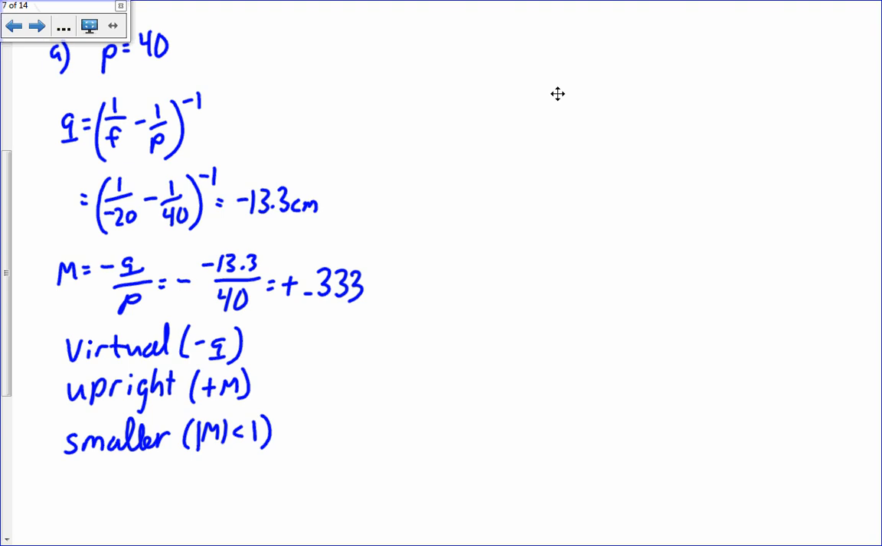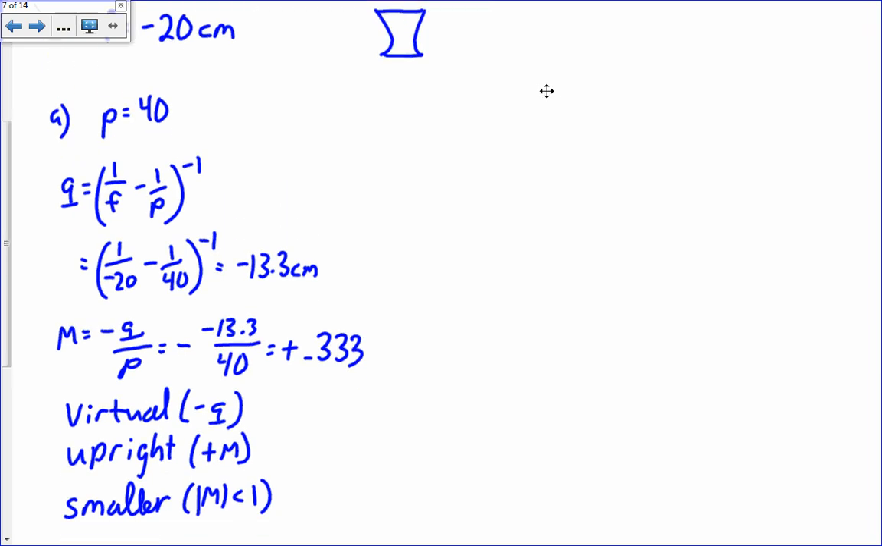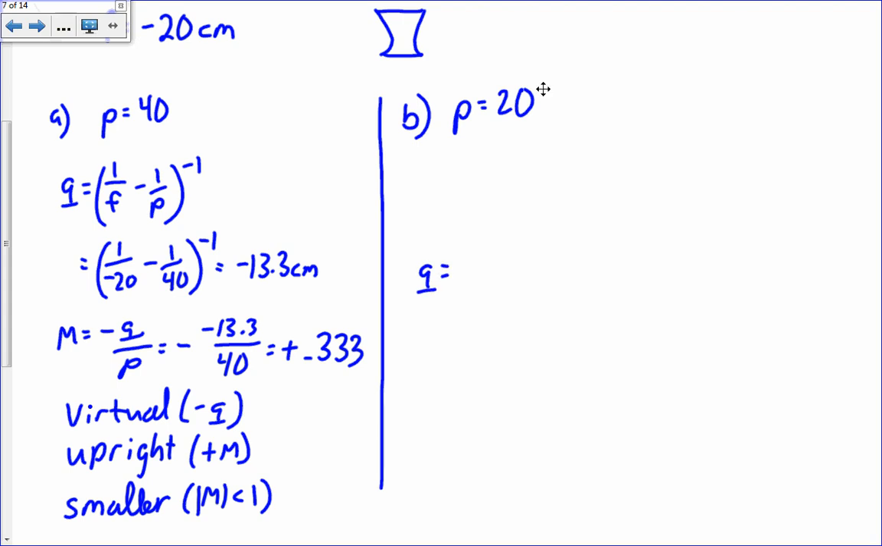But concave lenses are kind of like convex mirrors, those security mirrors. They're always going to produce virtual, upright, and smaller images. For that reason, I'm just going to give you the solutions for B and C, give you the answers, because they work out exactly the same. For part B, p is equal to 20. Doing the same thing, you find a q, the same thing as in part A. You get a q equal to negative 10 centimeters, a magnification equal to negative 0.5, and virtual, upright, and smaller. So ditto for these three.